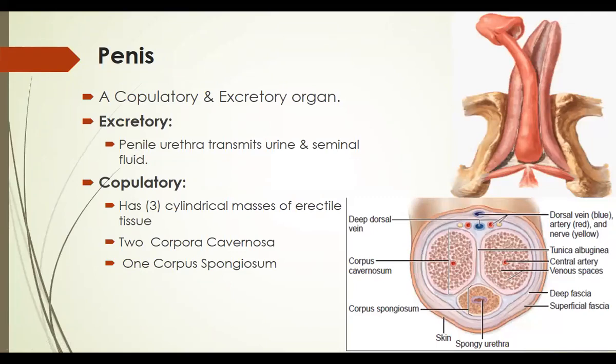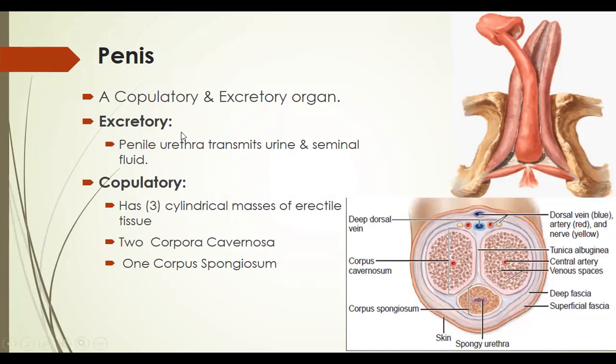Finally, coming to the penis, the male copulatory organ as well as the organ for the passage of urine. So it is a copulatory as well as an excretory organ, excretory by the penile urethra. The penile urethra is here. This is called the spongy urethra, which transmits urine as well as the seminal fluid. So the function of the urethra in the male is not one, but two. It not only helps in the passage of urine outside, but also of the seminal fluid.